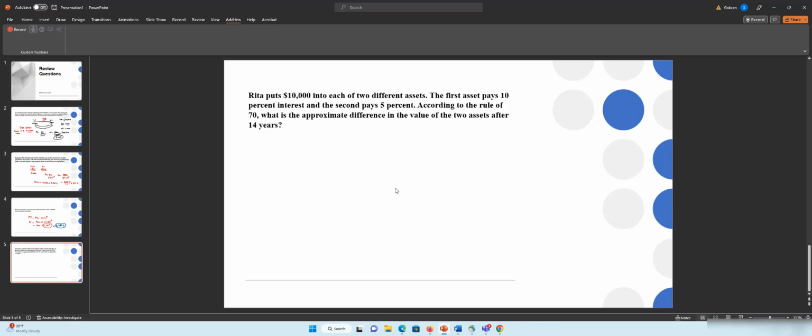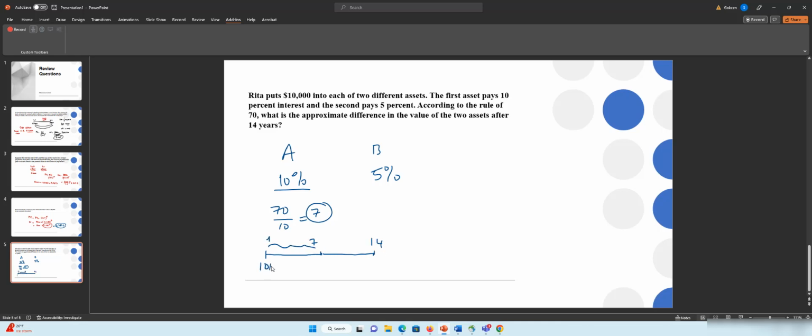Rita puts 10,000 into each of two different assets. The first asset, let's say asset A, pays 10%, and asset B pays 5%. According to the rule of 70, what is the approximate difference in the value of the two assets after 14 years? The rule of 70 tells us how many years you need to double the initial amount given the interest rate. If the interest rate is 10%, 70 divided by 10, every 7 years the initial amount is going to double. So we have 14 years. In 14 years, we have two 7-year periods, the first from 1 to 7 and the second from 7 to 14.